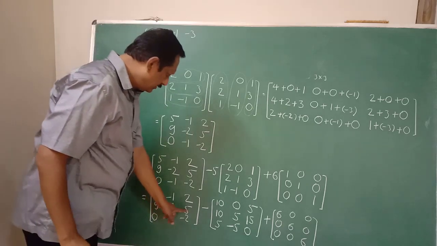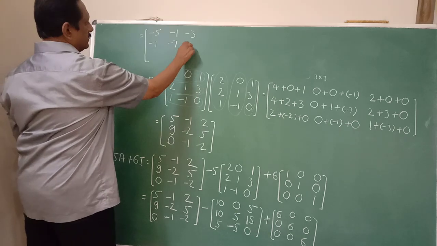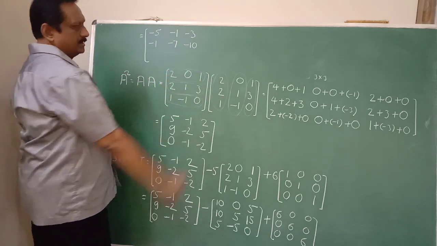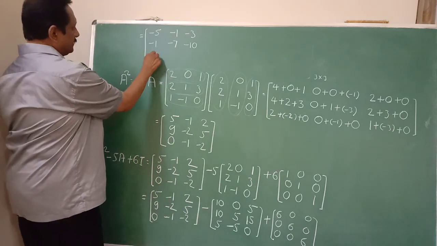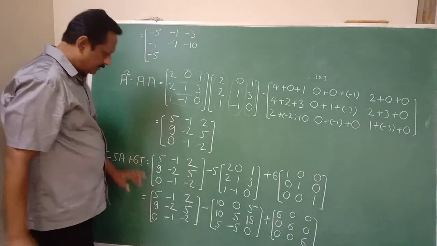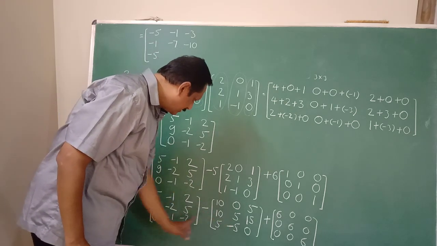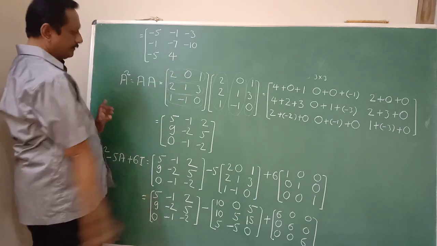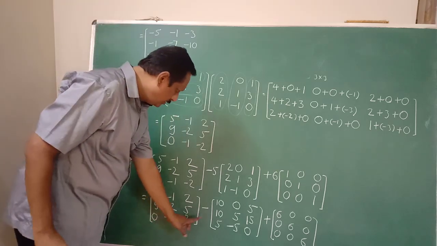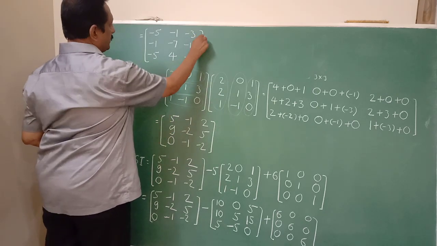Then 5 minus of 15 is minus 10 here. Okay, minus 10. 0 minus 5 is minus 5 here. Minus 1 minus of minus becomes a plus here, plus 5. Minus 1 plus 5 becomes plus 4 here. So write here 4. Minus 2 minus 0 is minus 2 here. So it is minus of 2.